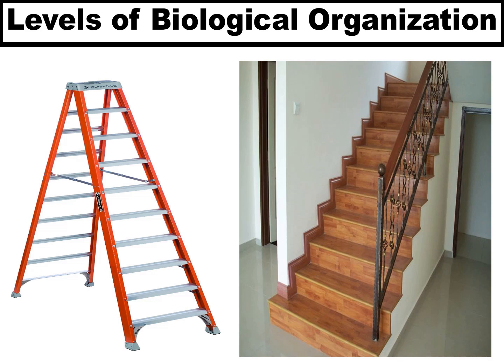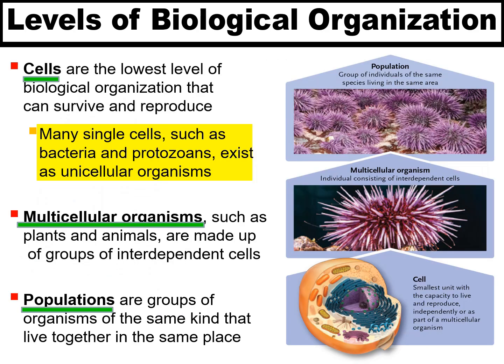Much like the rungs on a ladder, or steps in a staircase, there are levels of biological organization. At the lower levels, all living organisms consist of simple molecules. The higher levels of biological organization include millions of living organisms. The most basic unit of life are cells. Cells are self-contained living units, and exist as unicellular organisms such as bacteria, and multicellular organisms, such as humans.